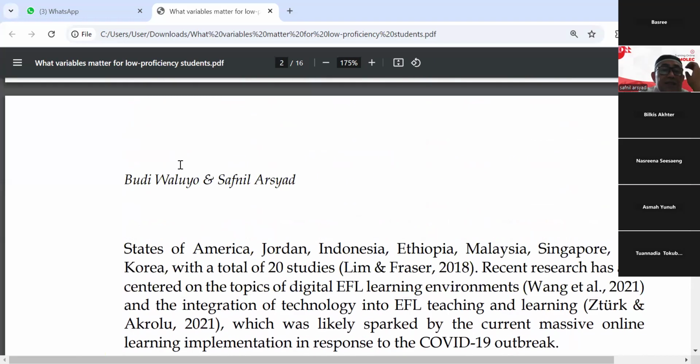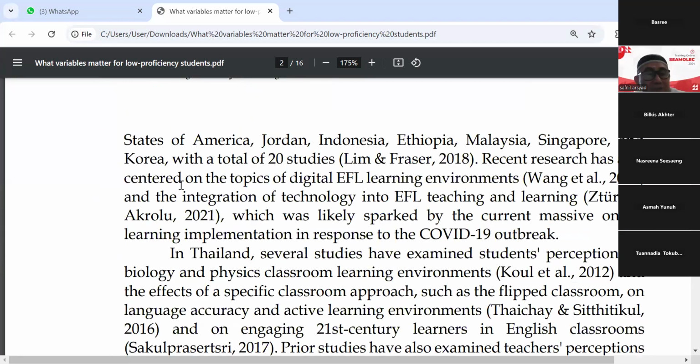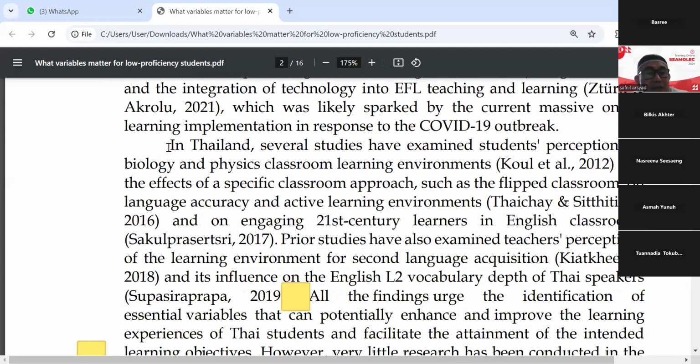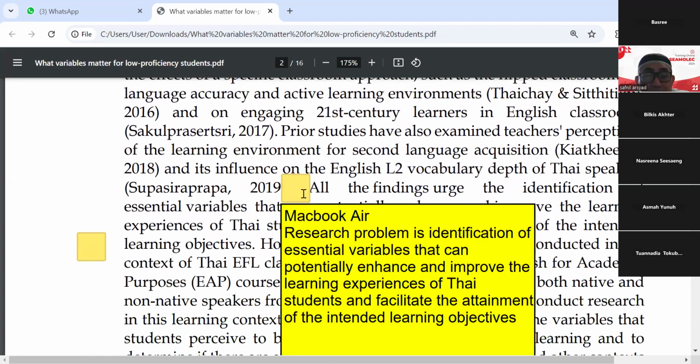So you see here only one paragraph about the introduction. The second paragraph, they also directly refer to studies. In Thailand, several studies have examined student perception of biology and physics classroom learning environment. So the organization is a problem identified in the initial paragraph.